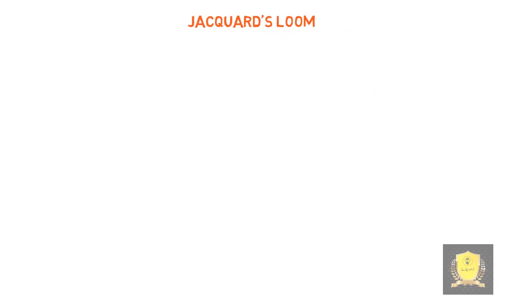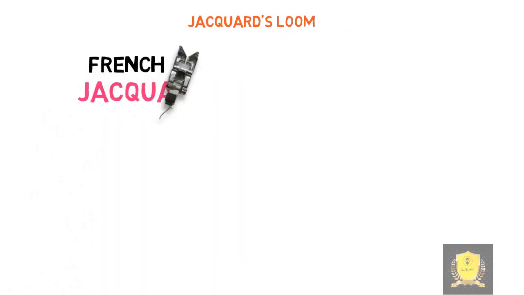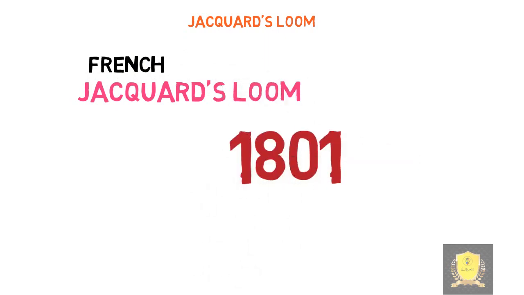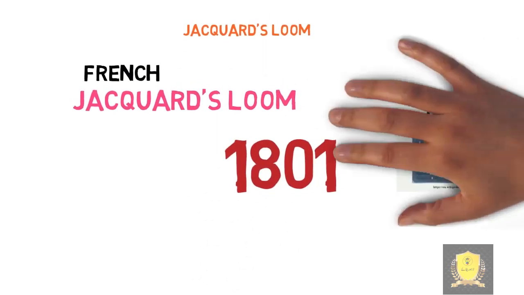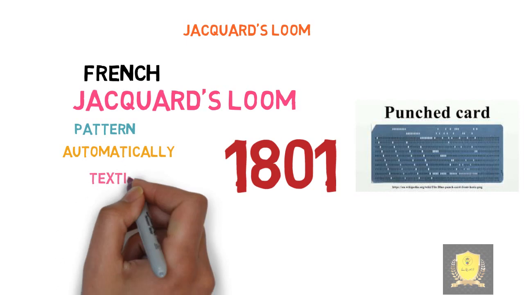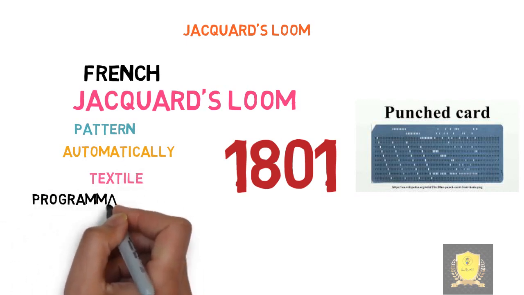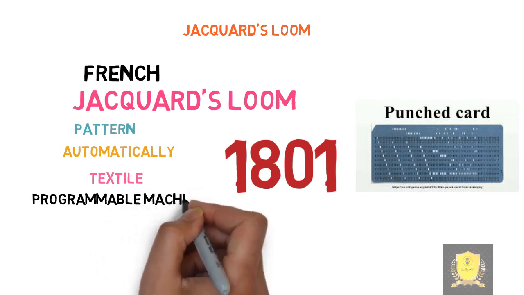Jacquard's loom. Joseph Marie Jacquard from France invented a machine, Jacquard's loom, in 1801. The machine could read punched cards to design a pattern automatically. It was used in textile manufacturing. The invention of this machine helped in making programmable machines like computers. Here is the picture of Jacquard's loom.